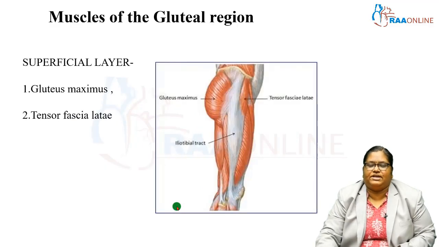Now we have seen about the superficial fascia and the deep fascia. Now we are going to see the muscles of the gluteal region. The muscles of the gluteal region are arranged in layers. The first layer is the superficial layer. In the superficial layer, we have two muscles. One is the gluteus maximus and the other is the tensor fascia lata.